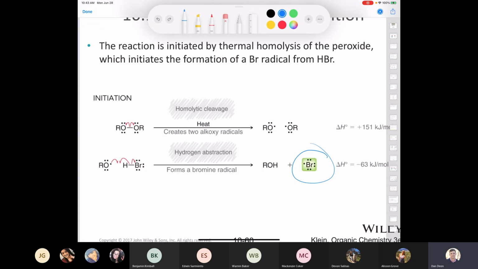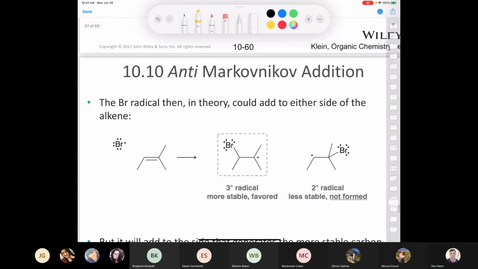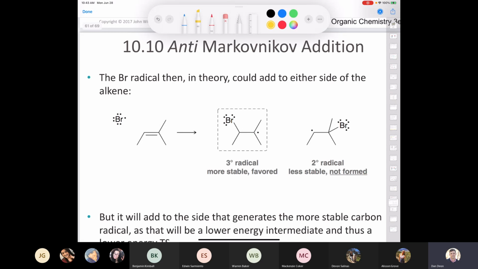So here's the key step that helps us understand why we get anti-Markovnikov addition. It's because of the radical addition to the double bond. Check it out. The radical can add either to the less substituted carbon, like this, to give us the more substituted radical, which is going to be the more favored radical, or it could react on the more substituted carbon to give us the more unsubstituted or the less stable radical.